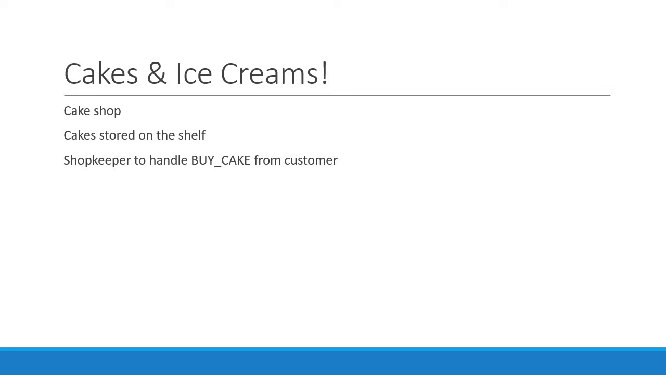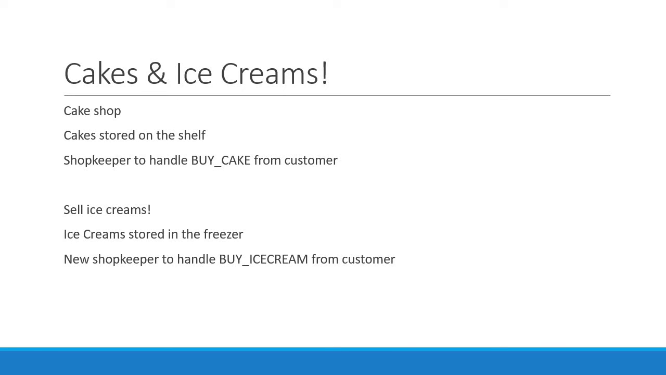Now it turns out that our business is doing really well and we want to expand a range of products. We now also want to sell ice creams in the shop. So we purchase a freezer and store all our ice creams in that freezer. When it comes to the shopkeeper, we could tell him to manage both cakes and ice creams. But to keep things simple, we are going to hire another shopkeeper.